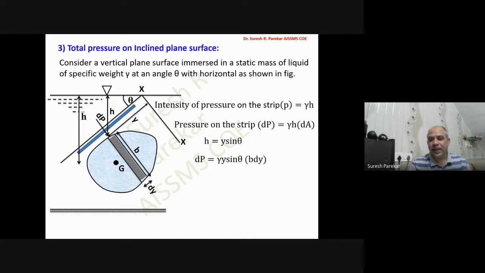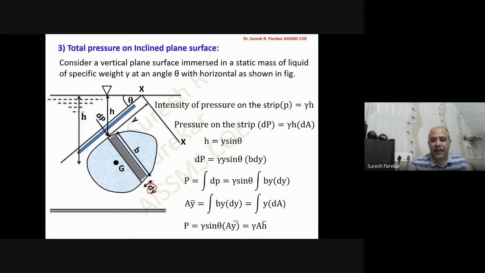So we can put dp equal to gamma y sine theta into b into dy. So dy we have, that distance, instead of dh now, because we have this surface inclined and this is along the y-axis. So we have taken this as dy. And then we are going to integrate it. Now theta is constant, so gamma sine theta outside, b into dy. Now again in the same way, b into dy is area, and we are going to take y about the top, and from this we can write A y bar is equal to integration of y into dA.